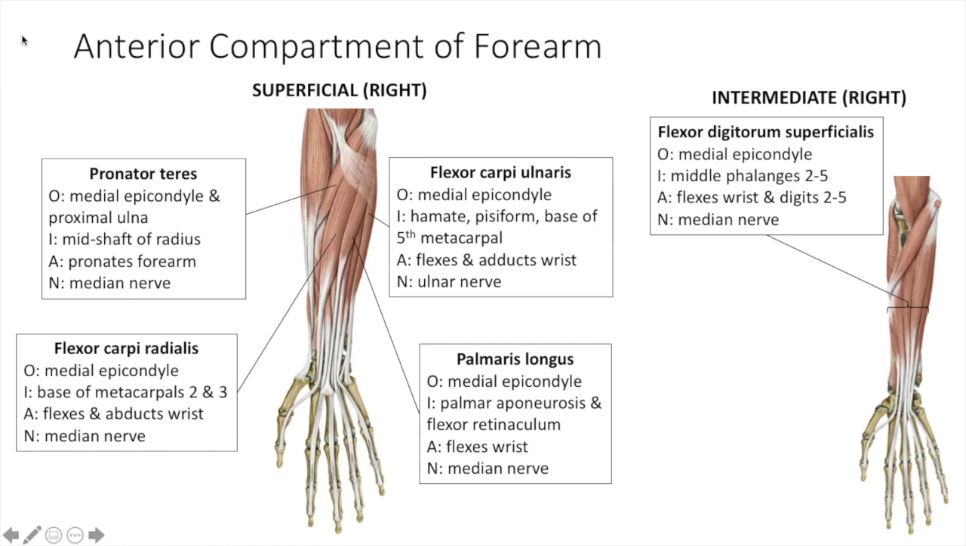And all of these muscles, except for flexor carpi ulnaris, are innervated by the median nerve. And the flexor carpi ulnaris is innervated by the ulnar nerve, as it's the most medial.